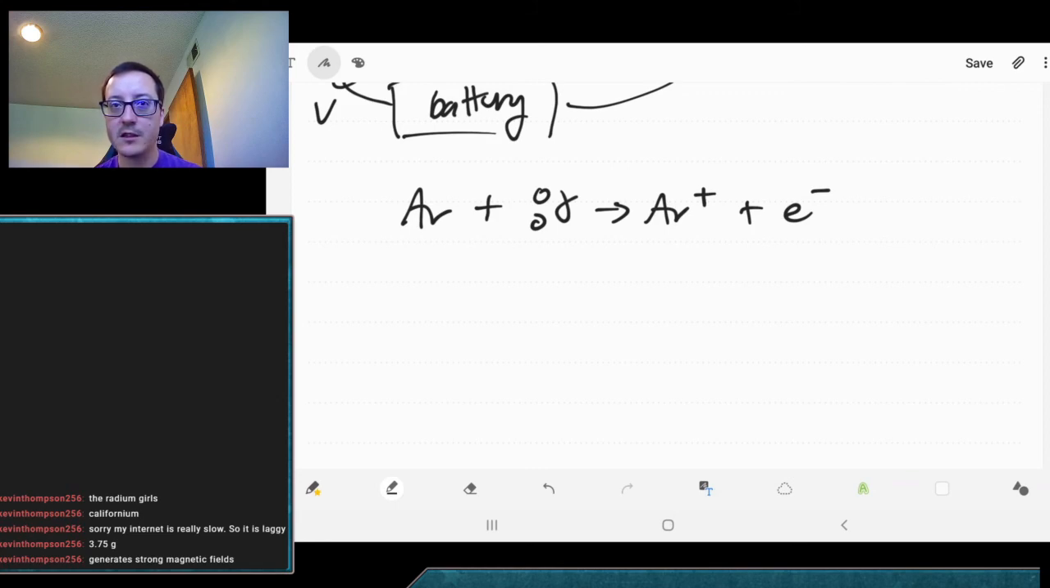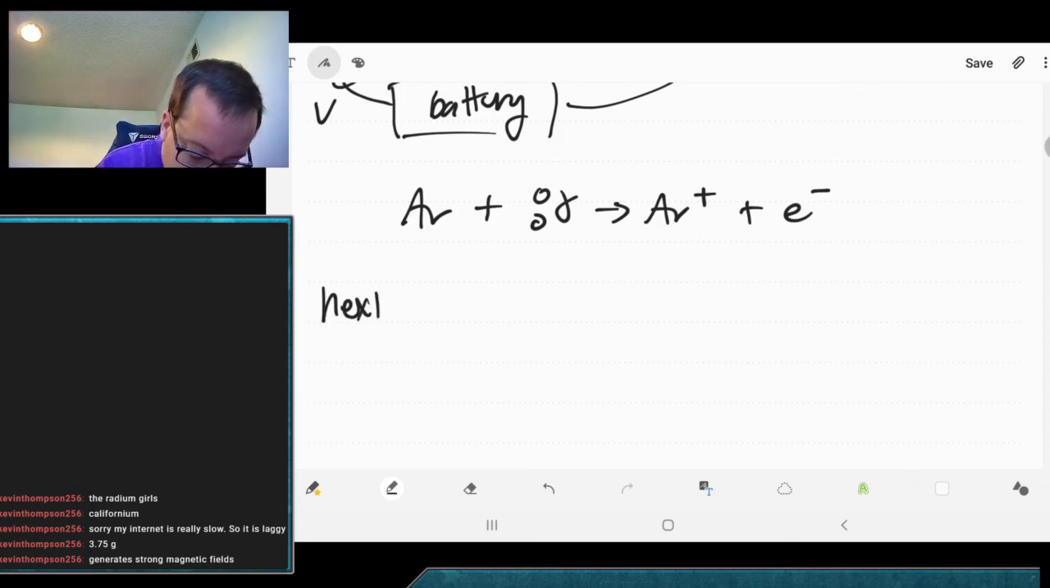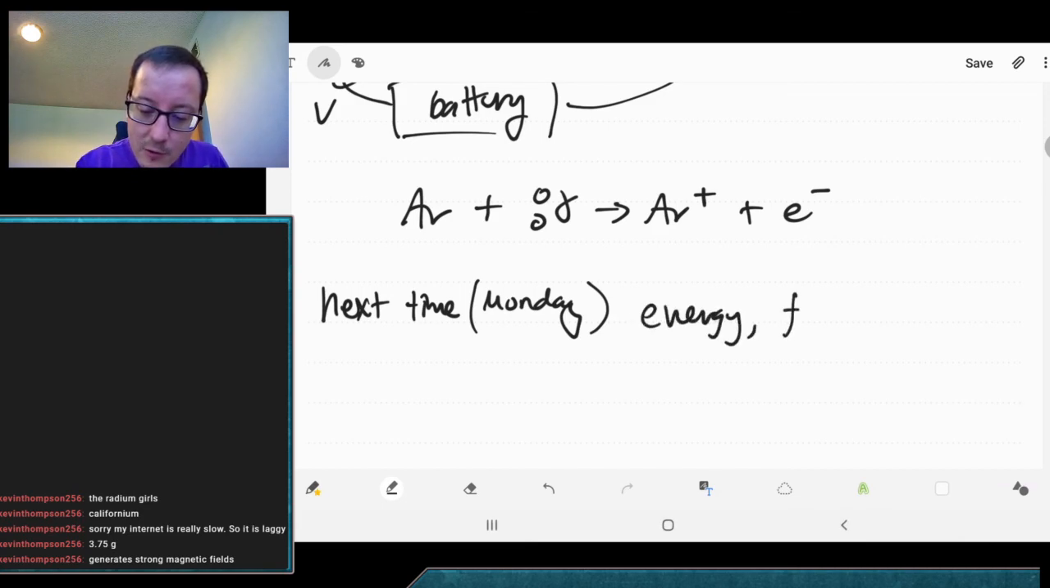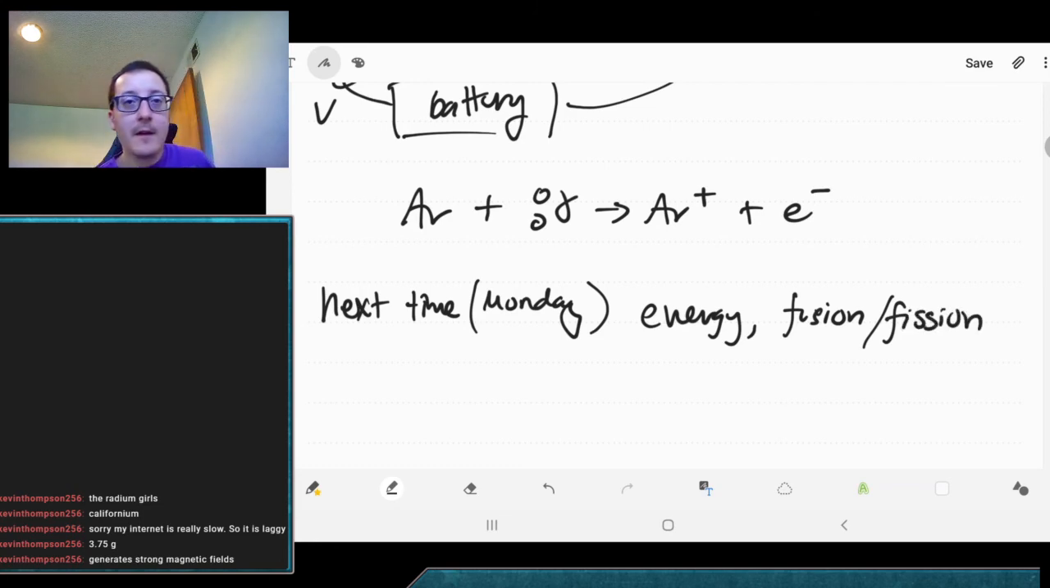We have just a little bit left to talk about. We have energetics as well as fission and fusion that we're going to talk about, but let's talk about them next week. I think this is a good place to end for today. So next time, that's Monday, we will have energy and then fusion and fission that we'll talk about. That's it.